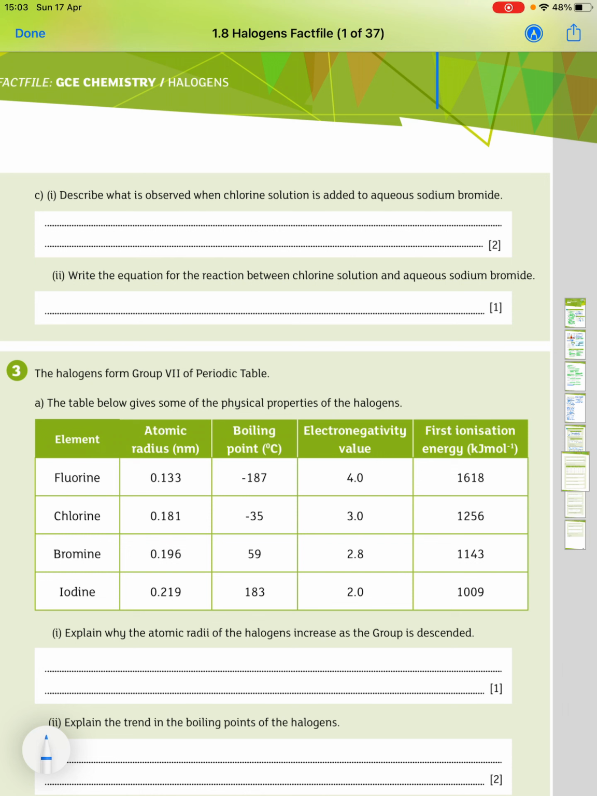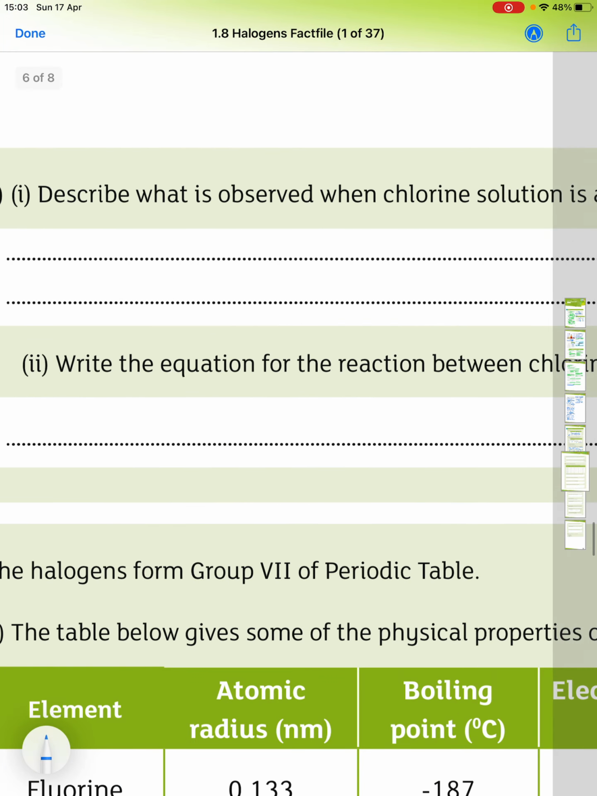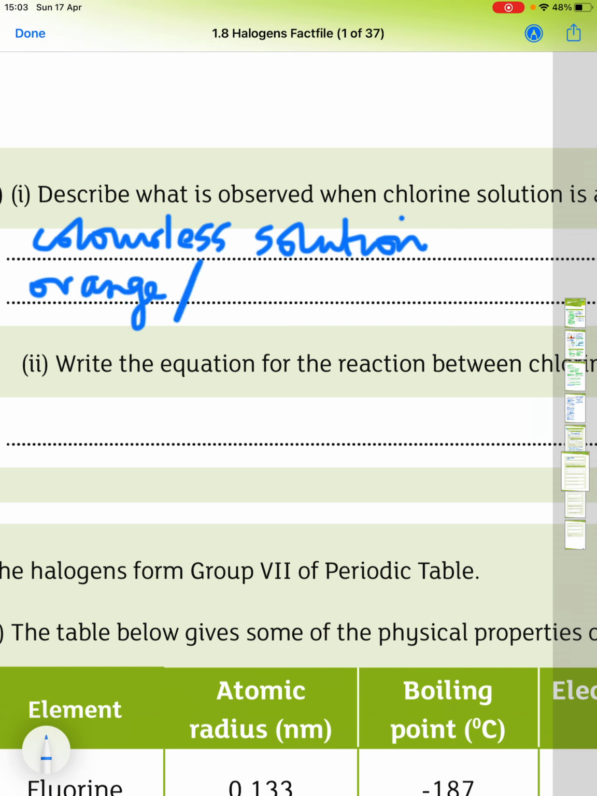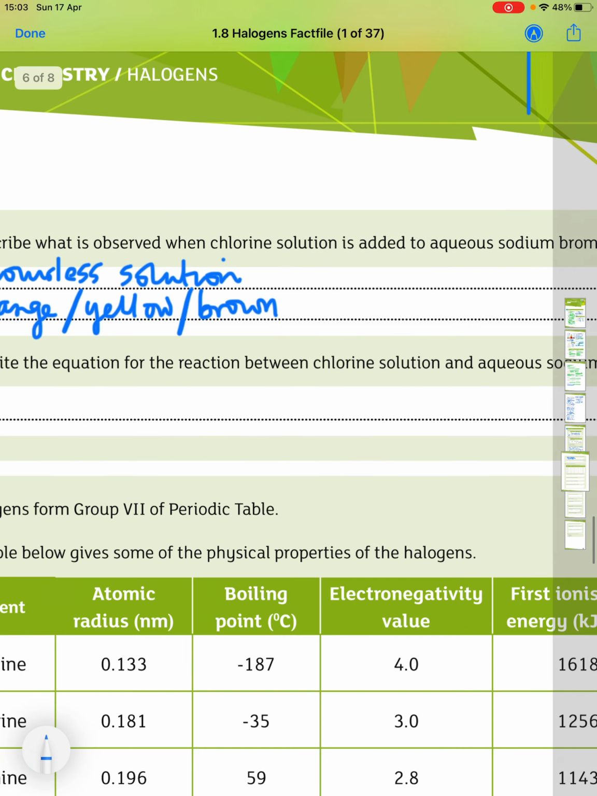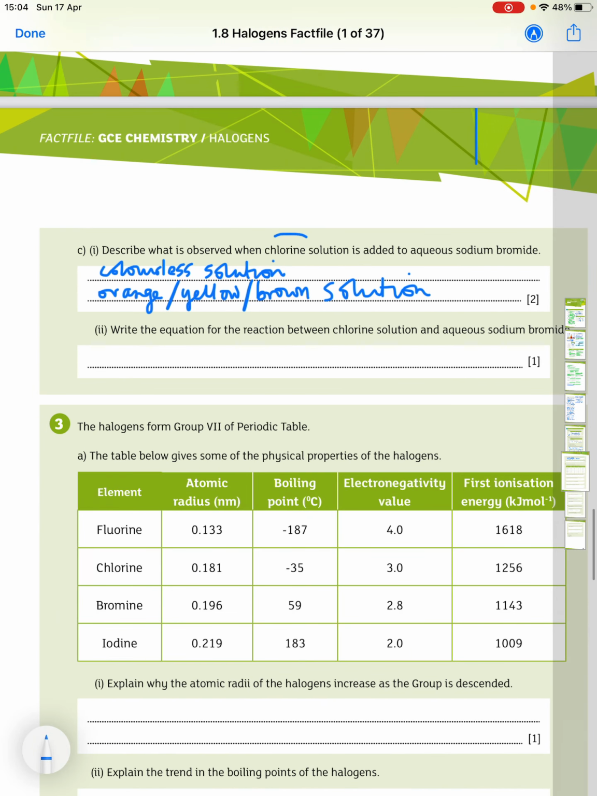Describe what's observed when chlorine solution is added to aqueous sodium bromide. So we're starting here, we're looking for a colourless solution this time, and that it changes to an orange or yellow or brown solution. So chlorine obviously is more reactive than the bromine and displaces it, and that accounts for the colour change.